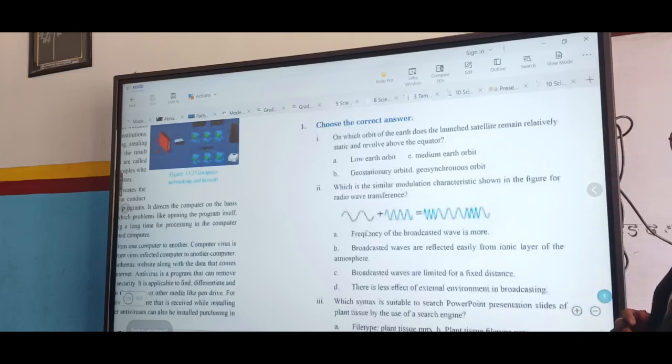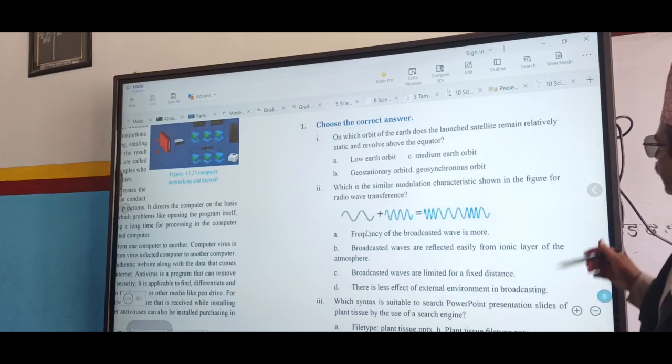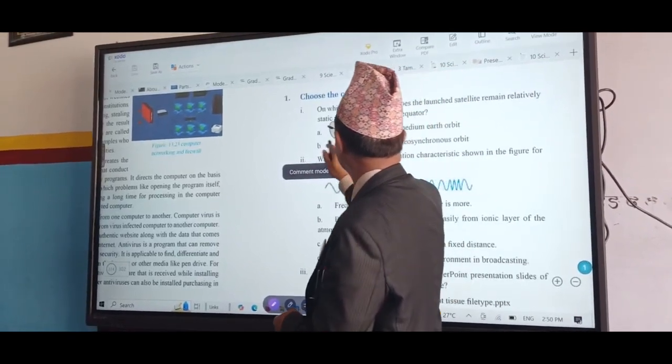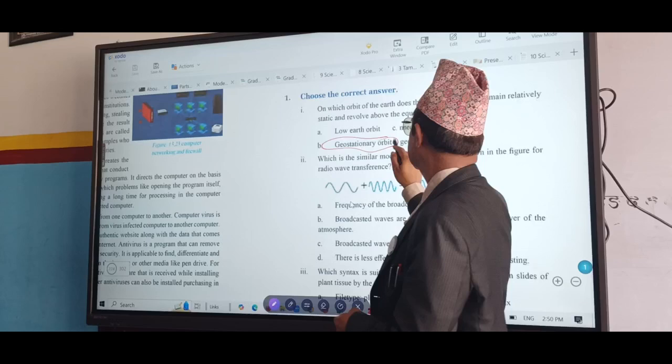Static and revolve around above the equator. Which one is correct? Number B, Leo. No, no, no. Leo, I think so. Geostationary orbit. Yeah, geostationary orbit.